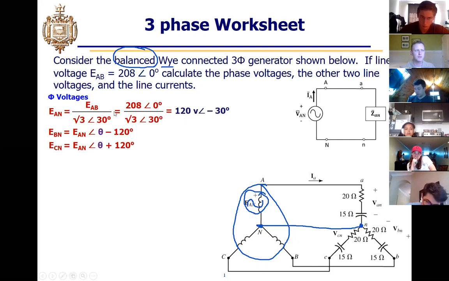VAN is the same as EAN. 120 volts angle -30 is my new source. There's the point A right there. And it's like I have just this tiny simple circuit.